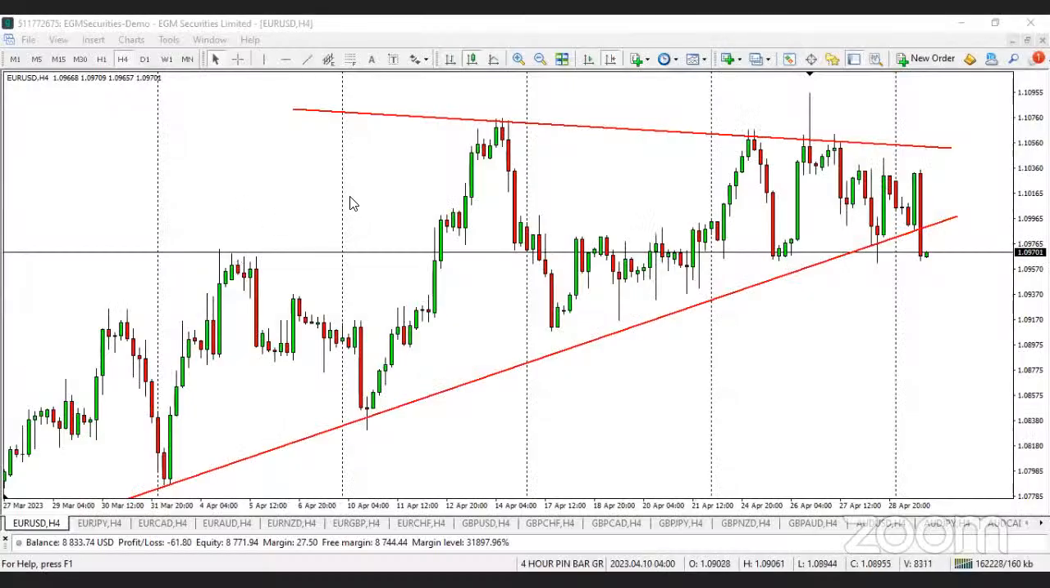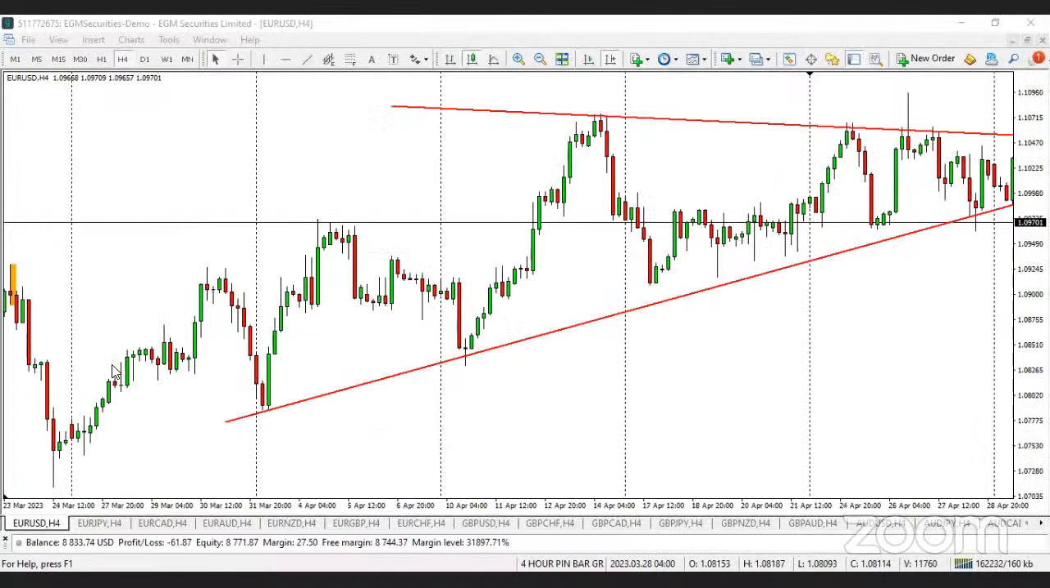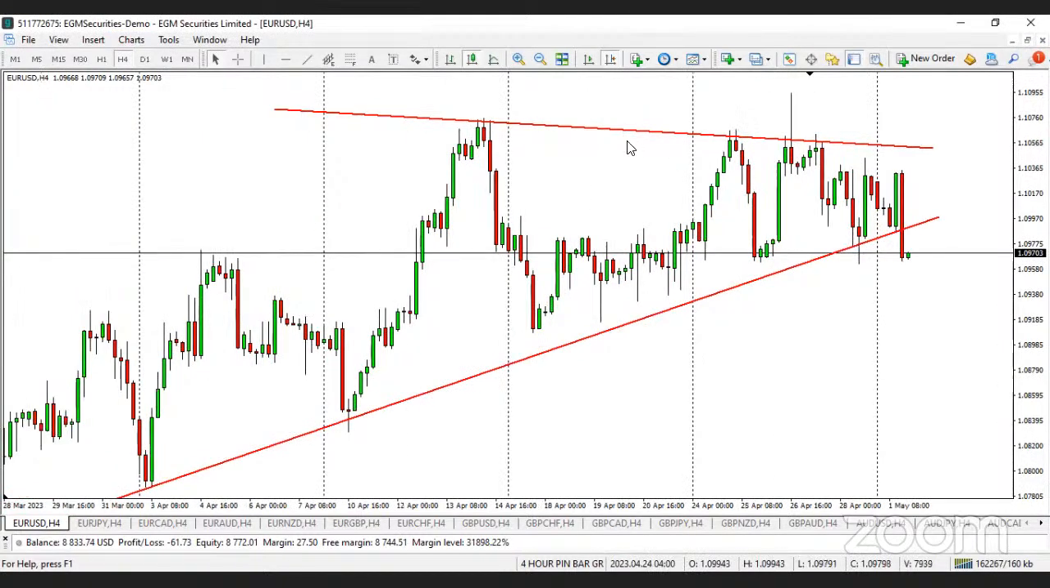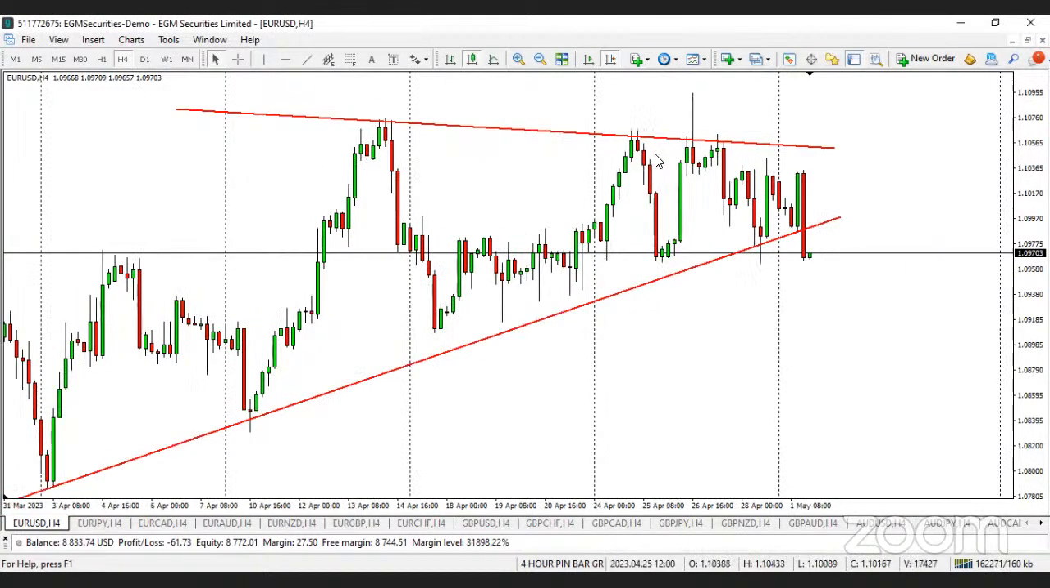So at present, if you look at the Euro dollar 4-hourly chart, Nobert, are you able to see my platform? Yes, I can. So at the moment we have Euro USD and we have a rising wedge. Within the last 4 hours, price was trying to break the lower trend line.